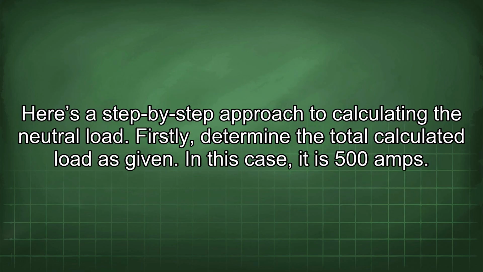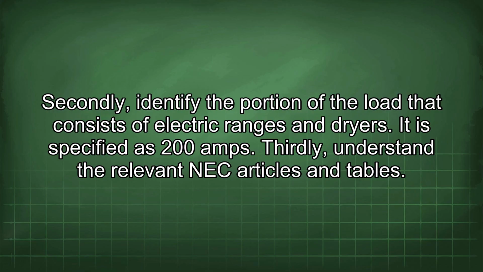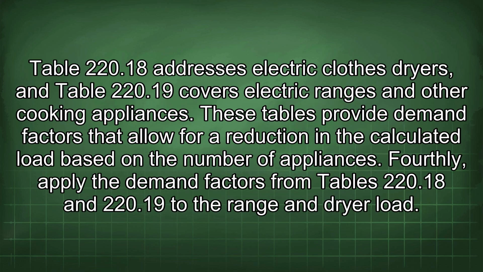Here's a step-by-step approach to calculating the neutral load. Firstly, determine the total calculated load as given. In this case, it is 500 amps. Secondly, identify the portion of the load that consists of electric ranges and dryers. It is specified as 200 amps. Thirdly, understand the relevant NEC articles and tables. Table 220.18 addresses electric clothes dryers, and Table 220.19 covers electric ranges and other cooking appliances. These tables provide demand factors that allow for a reduction in the calculated load based on the number of appliances.